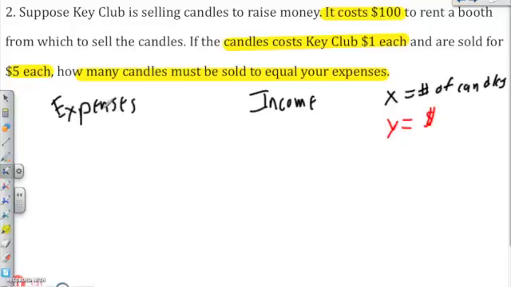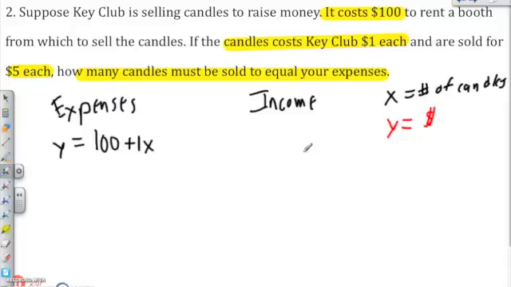Looking at our expenses, we know our dollar amount, or Y, is going to equal what we have to spend. We have to spend $100 to rent the table, and we are also spending $1 on each of these candles because we have to buy them before we can sell them. We don't know how many candles we're selling yet, but it's going to cost $1 for each one. Again, we defined X as our number of candles, so we're going to leave X there.